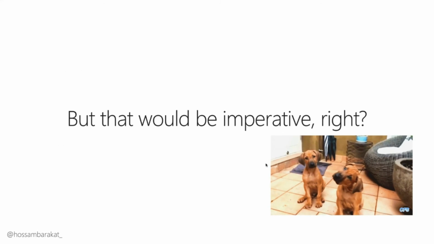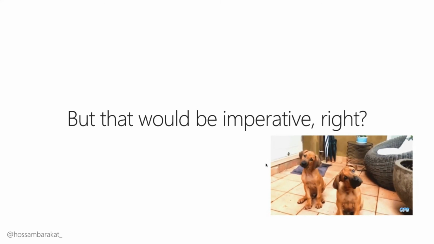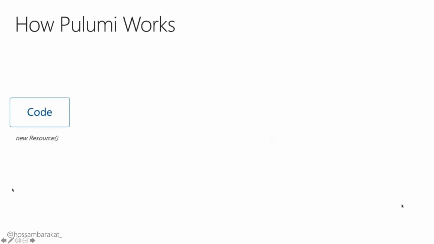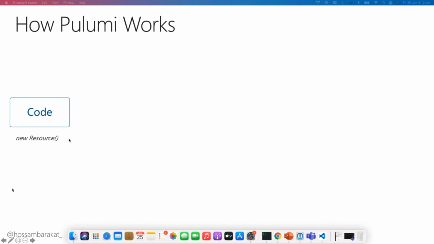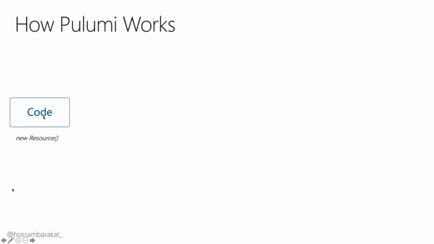So far, one of the most common questions that I get from people that are introduced to Pulumi is, but with all of these for loops, if conditions, and control loops that we have in C#, doesn't that mean that Pulumi is actually an imperative approach rather than declarative? And to answer that, I would like to walk you through how Pulumi works under the hood. We use C# code to describe our desired state. And here we create the storage account, the resource group, the SQL server, anything as a C# class instance.